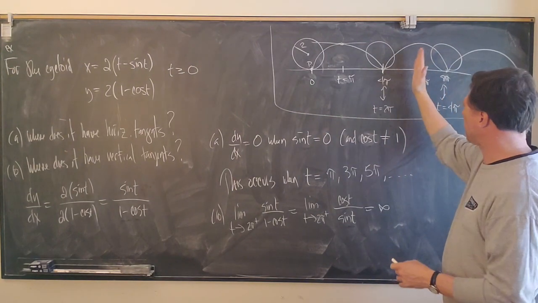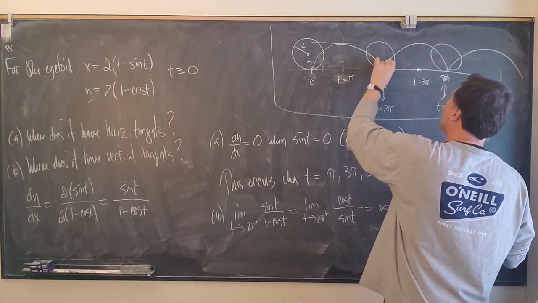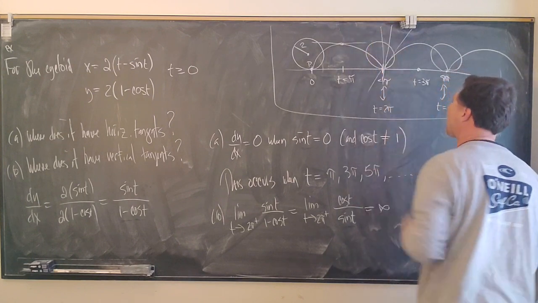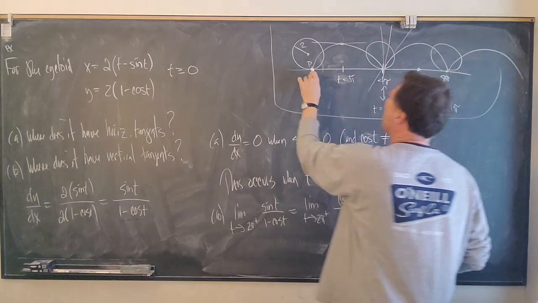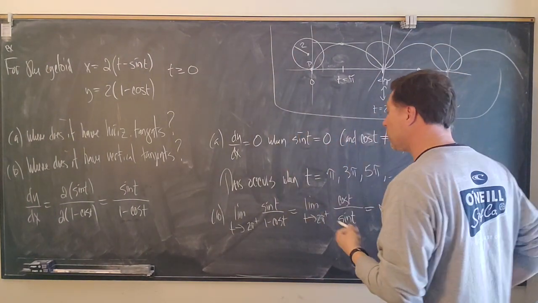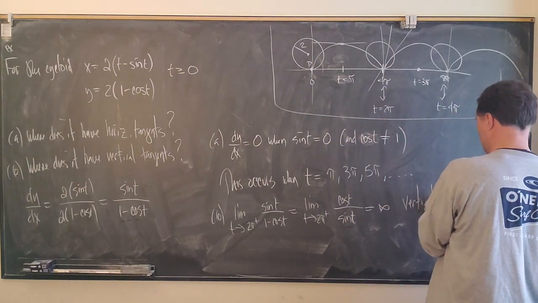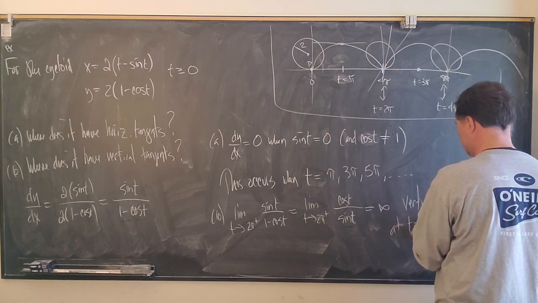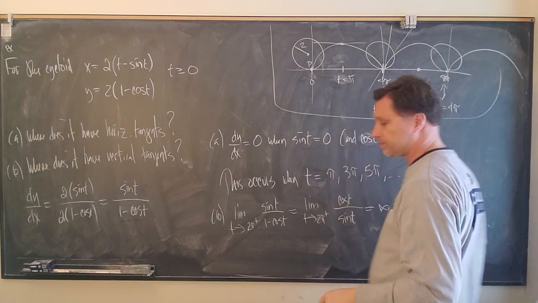So what is that saying? As t approaches 2 pi from the positive side, the slopes of our tangent lines are getting steeper and steeper, and then right at t equals 2 pi, we have a vertical tangent. And in fact, this is going to happen at all of these spots here, everywhere we have a bump. So it happens at even multiples of pi. So vertical tangents at t equals 0, 2 pi, 4 pi, and so on.